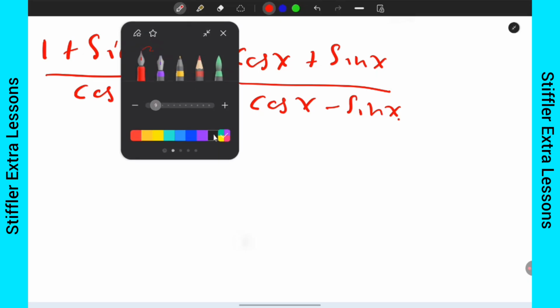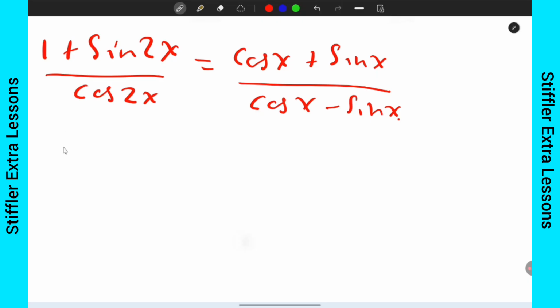So now let me give you something that you must always do when you're having a situation like that. The most complex side is the left hand side. So let's write that down. Is equivalent to 1 plus sin 2x over cos 2x.